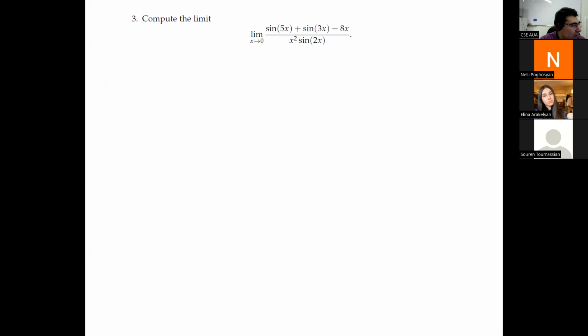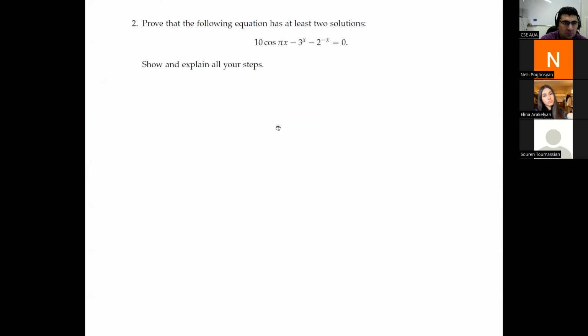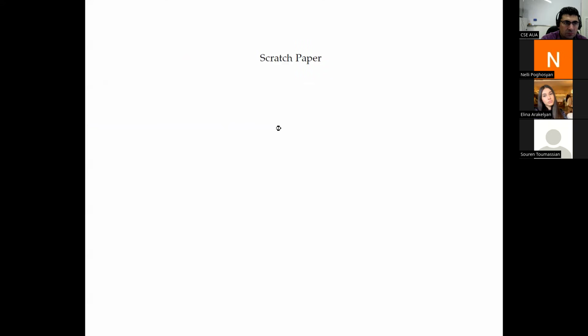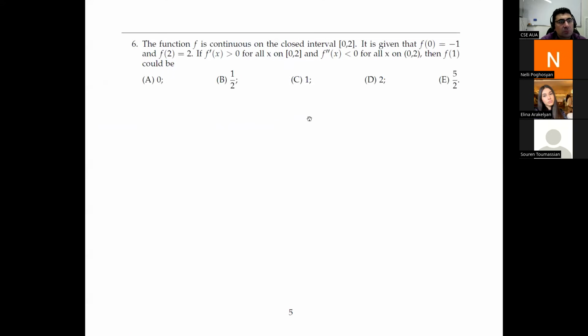2021 show work 1 and 3 done. Let's go back to multiple choice number 6 of this year. Function f is continuous on the closed interval 0 to 2. It's given that f(0) is -1, f(2) is 2, the derivative is strictly positive, and the second derivative is strictly negative. What can we say about f(1)?